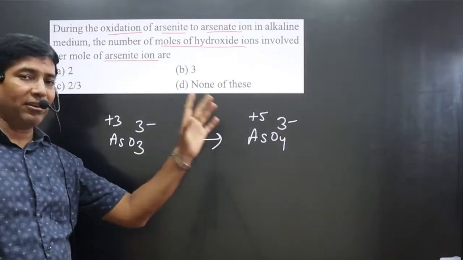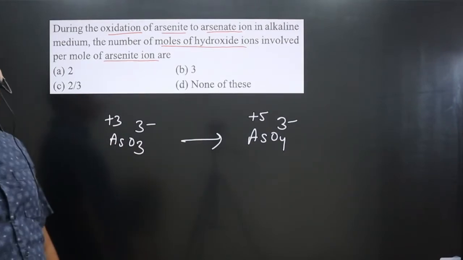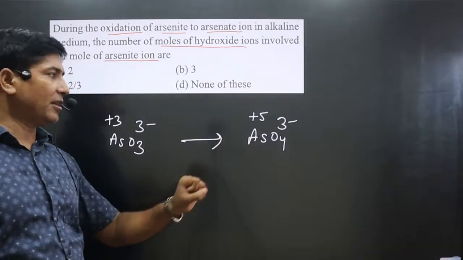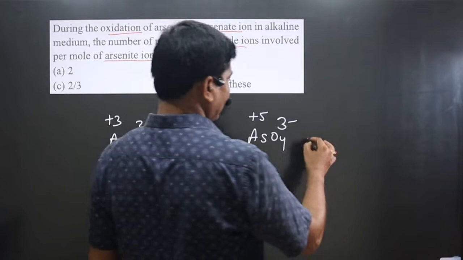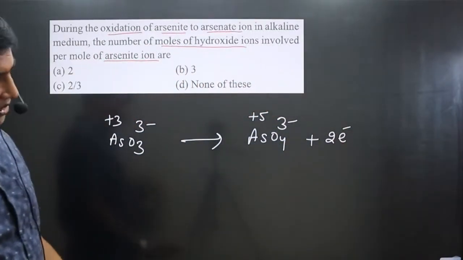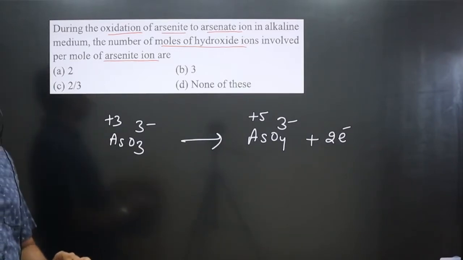You can see increase in oxidation number is always oxidation. Plus 3 to plus 5 is an increase in oxidation number, so it is undergoing what? Oxidation reaction. Balance the charge. Plus 3 on one side, plus 5 on the other side. Find the difference in oxidation number. 5 minus 3 is equal to 2 electrons. Since it is oxidation, in oxidation we always add electrons on the right side of the equation. Charge is balanced. Now we balance this equation in a basic medium.